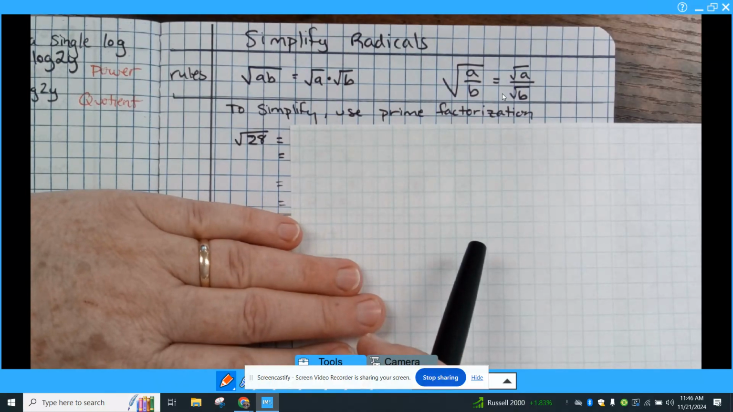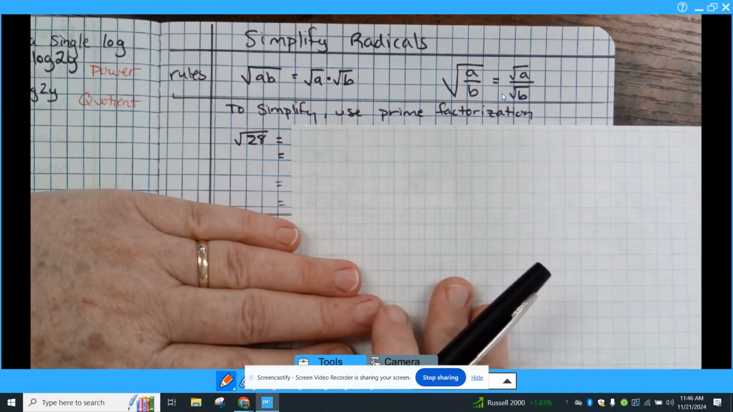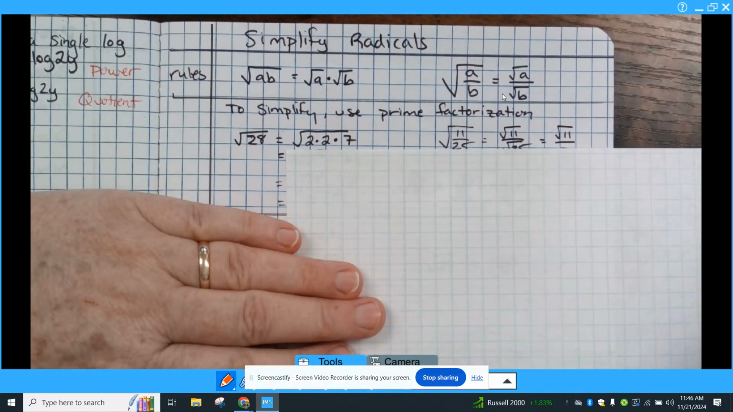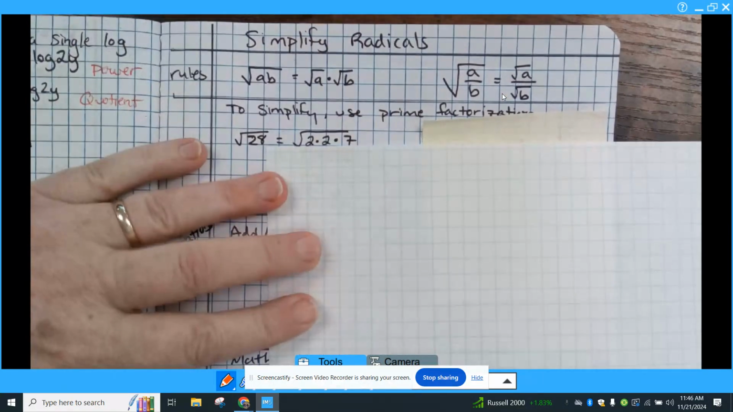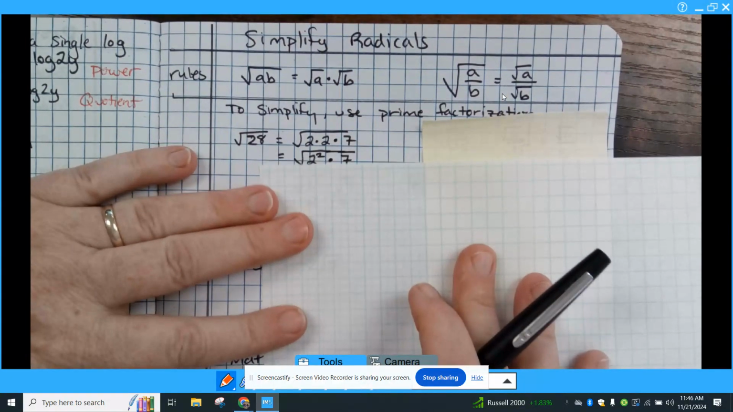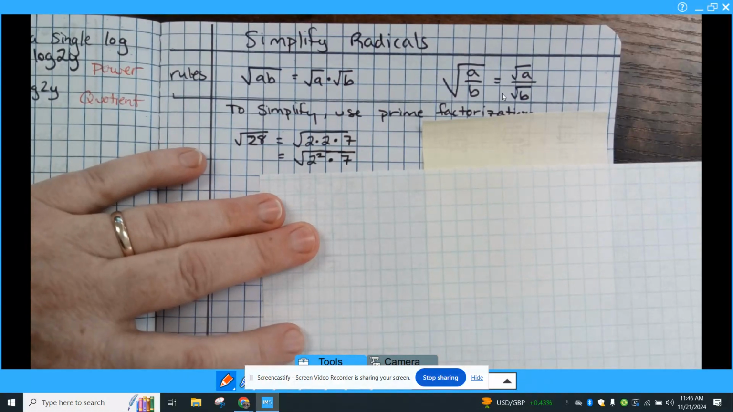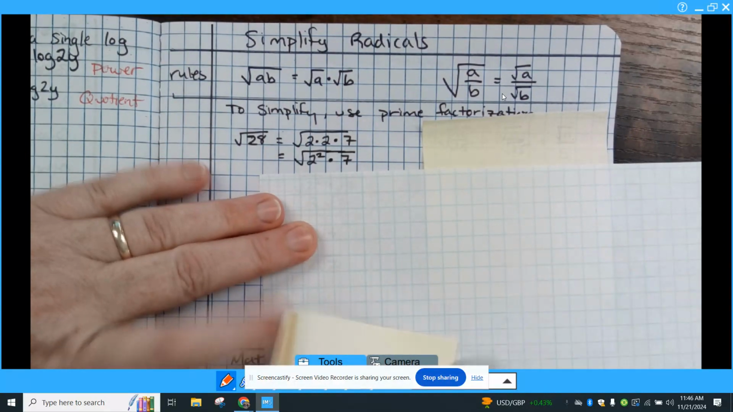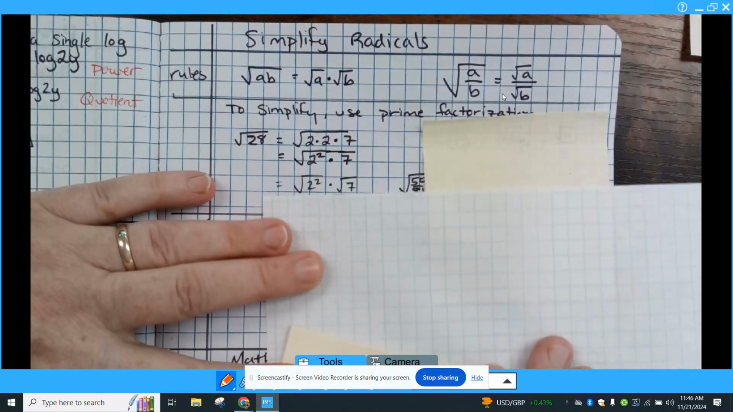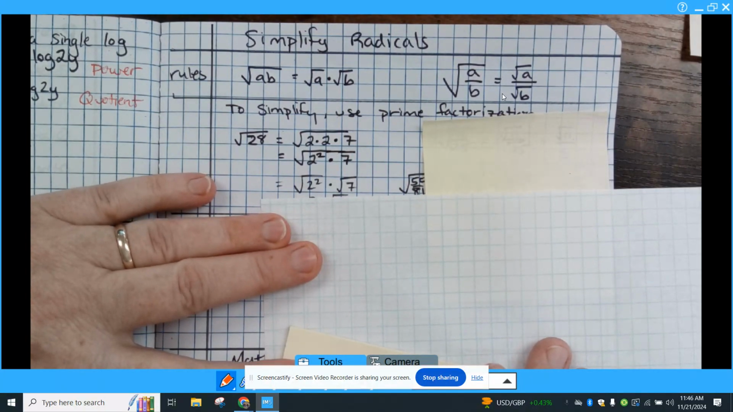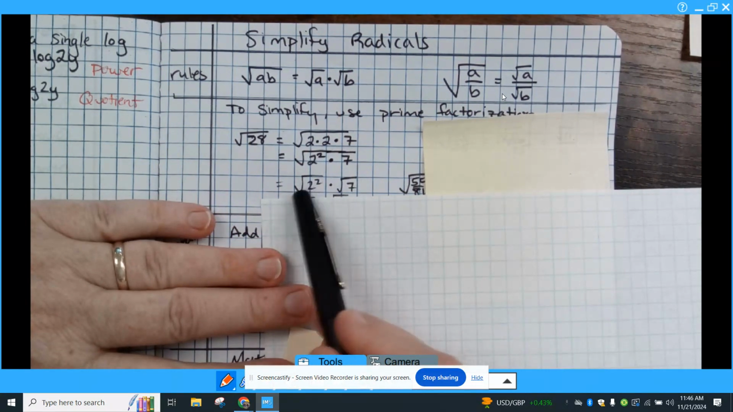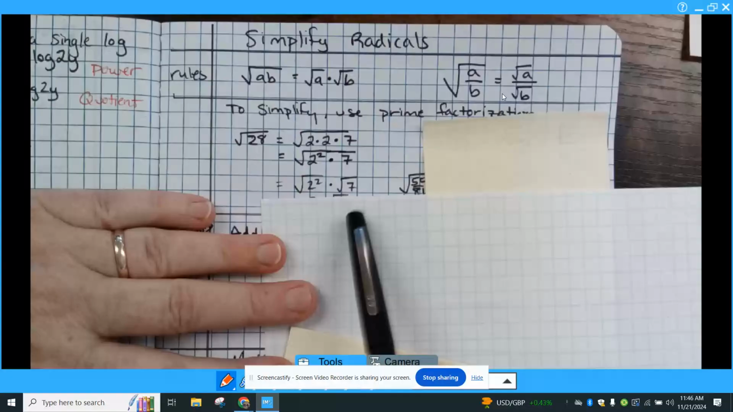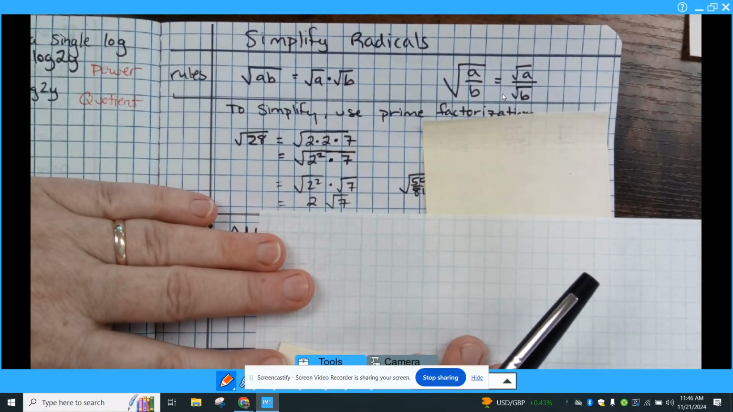So with square root 28, I break that down into 2 times 2 times 7. That's its prime factors. So I can actually rewrite that, since I have two 2's, as 2 squared. And then I can separate that out. I can make that square root 2 squared and square root 7. Well, squares and square roots cancel each other out. So that actually just becomes 2 square root 7.